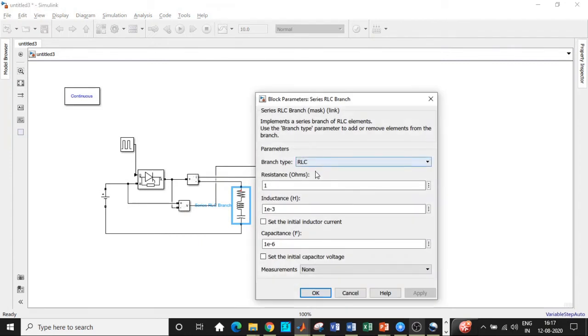Double click on the load. We're using a series RLC branch. The value of inductance is 5 millihenry, whereas the capacitance is 20 microfarad. So change those values according to our design procedure and click on OK.